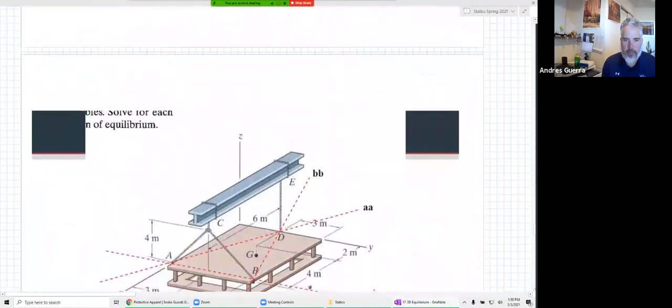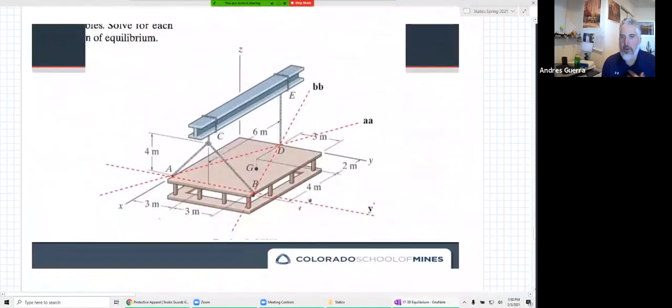For example, on this problem, we could do moment about different axes, and it's a way to get rid of unknowns from our equation. You're not going to see it on the homework, but we've talked about moment about an axis before, and I wanted to tie it in with what we just did.